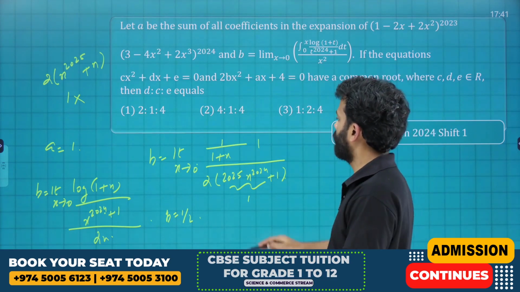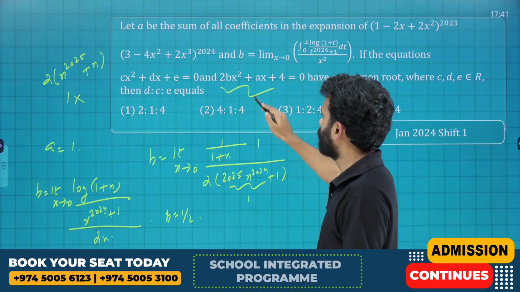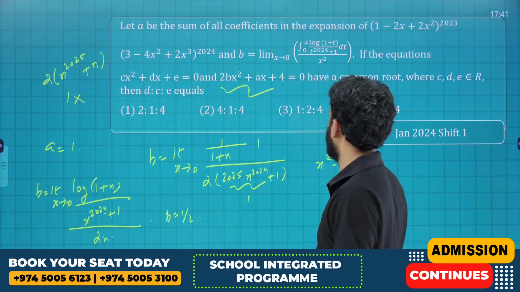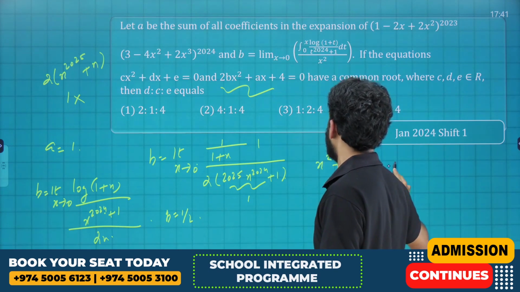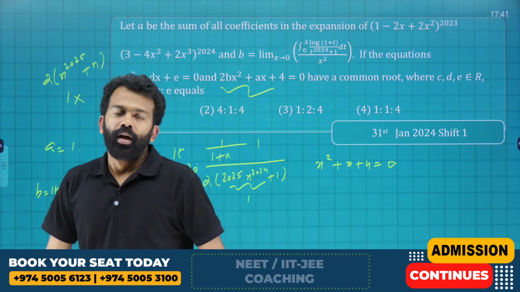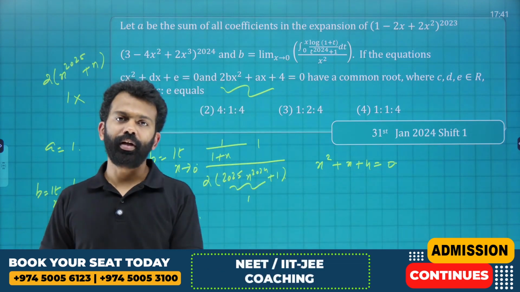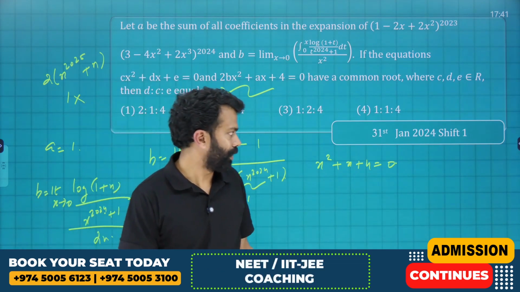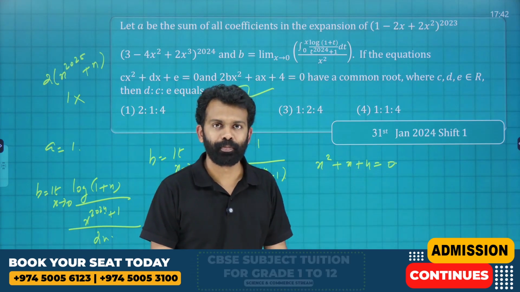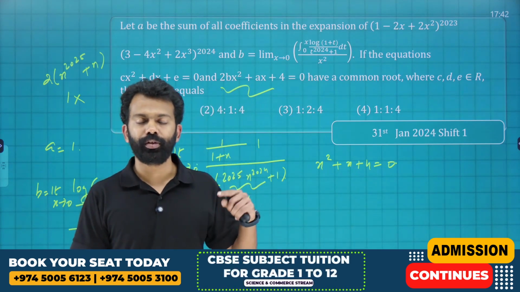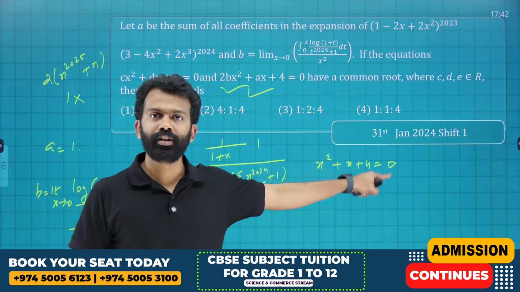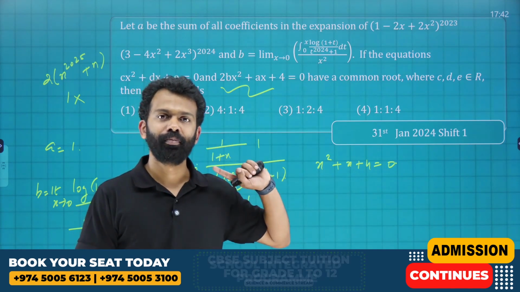Then we can apply those values over here. You will get 2b is equal to 1. That is x square plus x plus 4 is equal to 0. What is the speciality of that quadratic equation? It's a very interesting question actually. What is the nature of roots of that quadratic equation? What is the discriminant of that quadratic equation? Is it positive or negative?